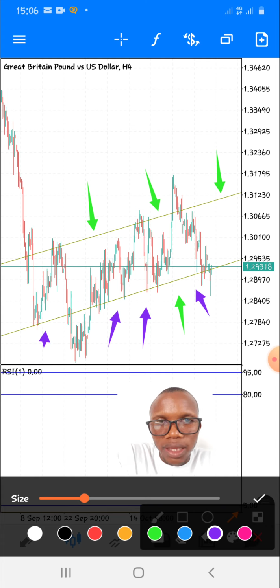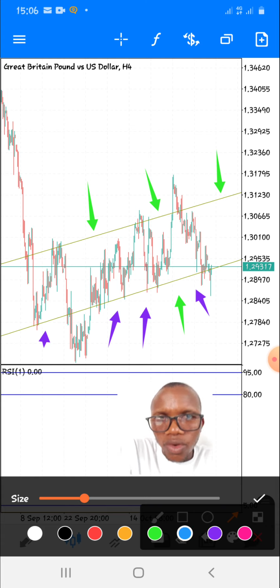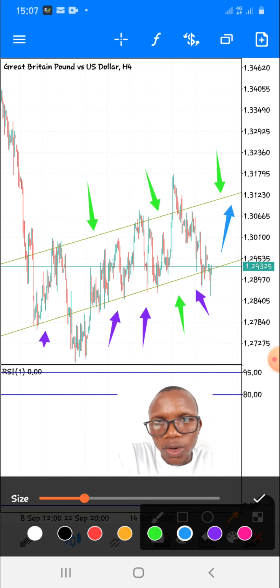So in this case, the market has broken the support level, and now it's on the resistance level, which should be a major resistance level. The market is expected to break this resistance level so that the price can go and test the resistance level on top. You see, so the GBP dollar is bullish according to the chart.